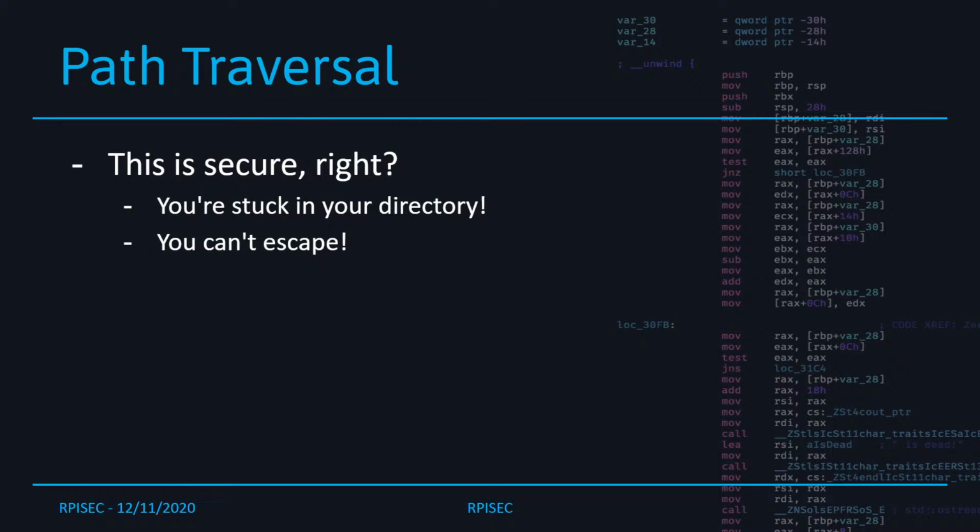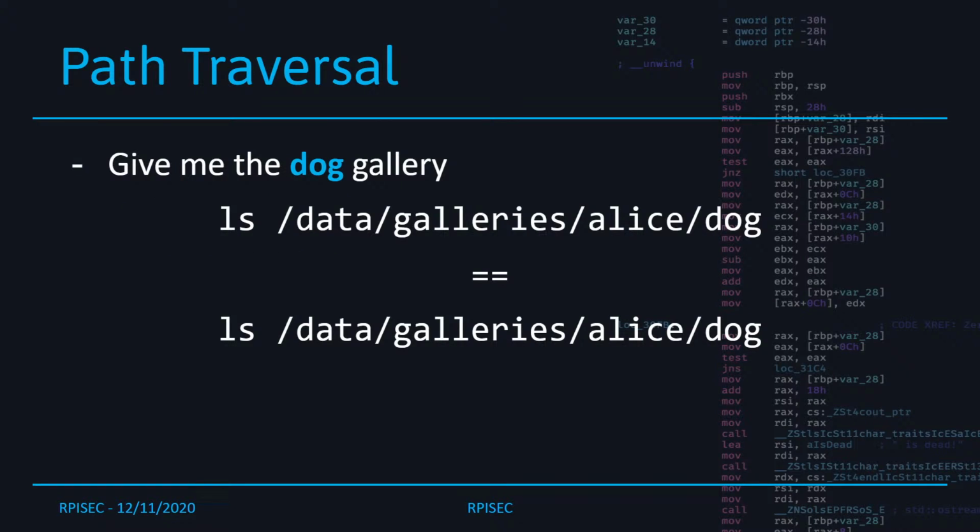Now, this seems secure. We're going to ask, okay, give me all the files in this directory. It's not like I can just ask for the list of user accounts on the server or leak all the private records. It's just asking for a folder. Well, there's a problem here.